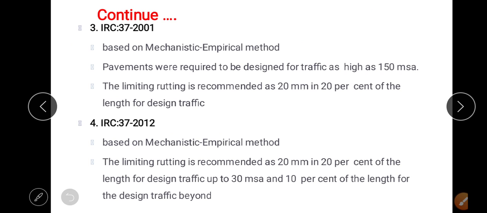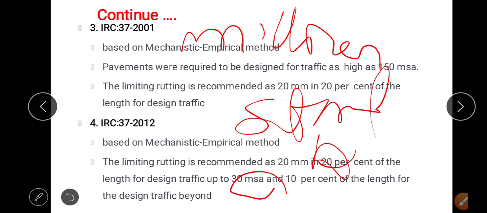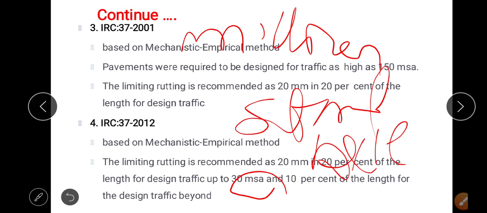It is based on the mechanistic empirical method. The limiting rutting is recommended as 20 mm in 20% of the length for design traffic up to 30 MSA, million standard axle. What is MSA? Million standard axle. In the exam also they will not give the long form, they will give only the abbreviation. You should practice it 2-3 times. If you practice with interest, you will never forget.